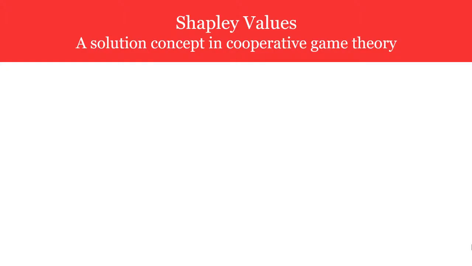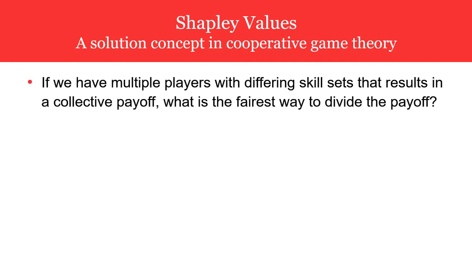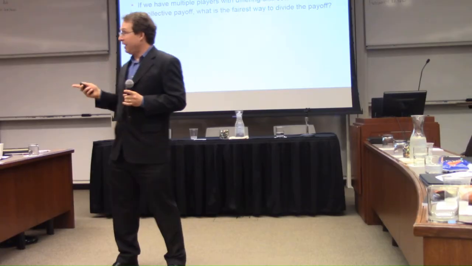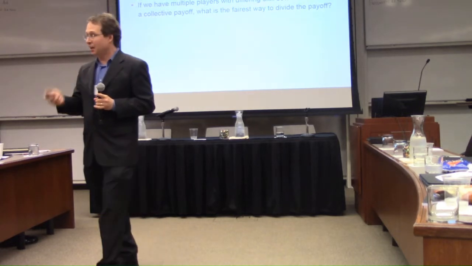This is fun, I think. We're going to talk about Shapley values. And the way Shapley values work, it's a solution concept in cooperative game theory. We have multiple players that have different skill sets that are all contributing to a venture that creates a collective payoff. What's the best way to divide the payoff? What's the fairest way based on the contribution?